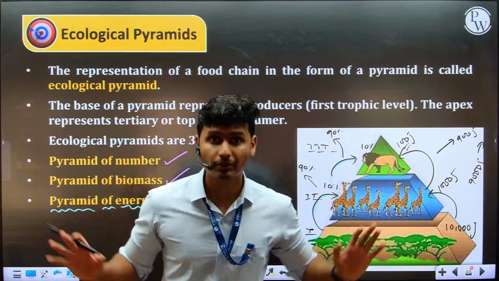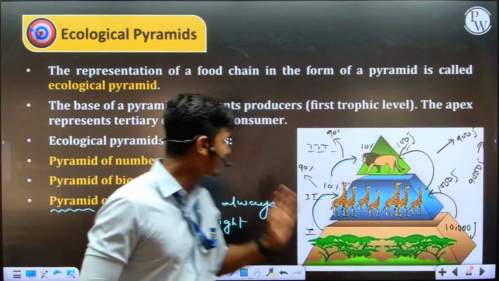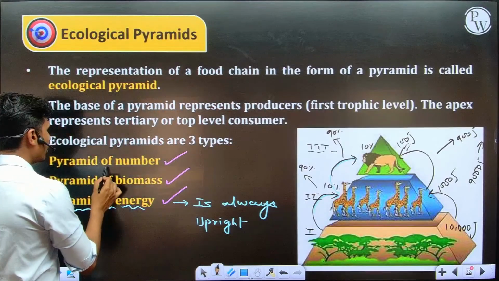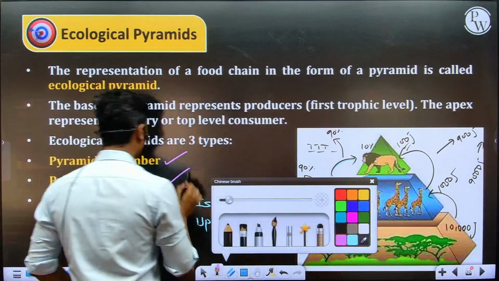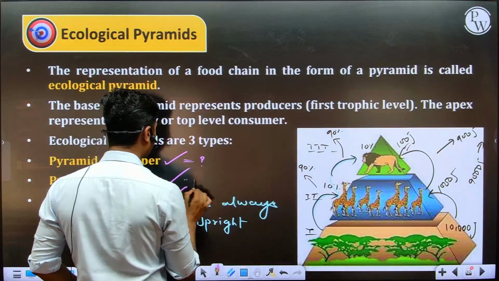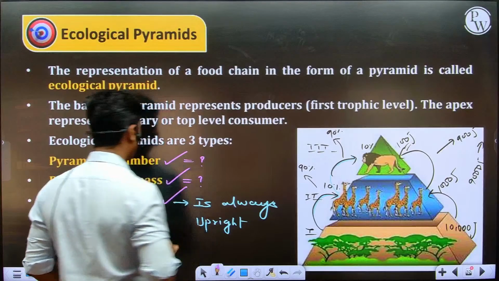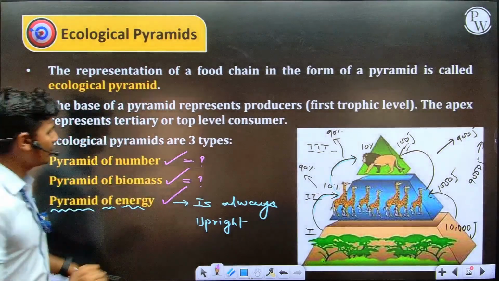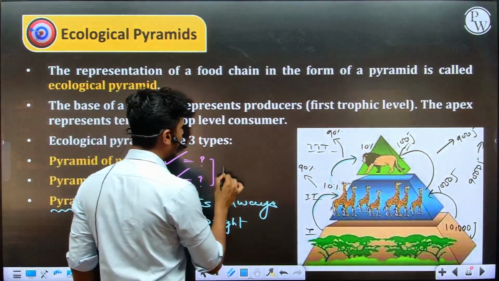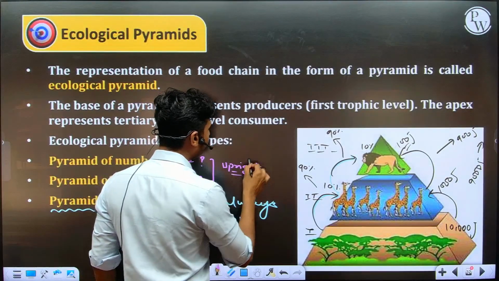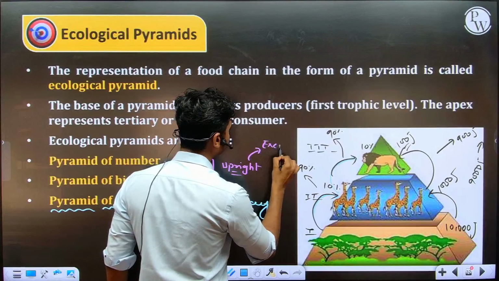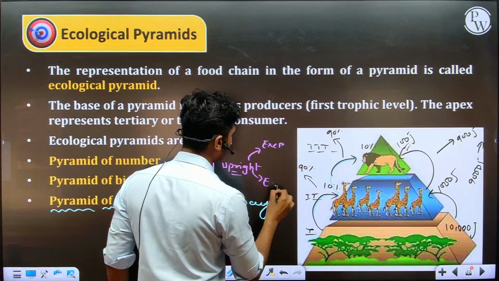Understood? Very easy. But now my question is, what about the pyramid of number and the pyramid of biomass? They are also upright. Mainly they are upright. But there are exceptions.